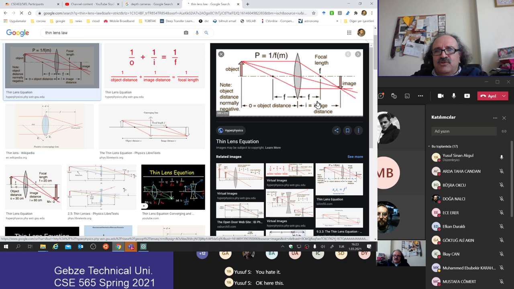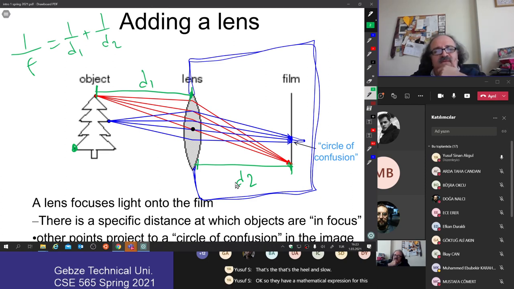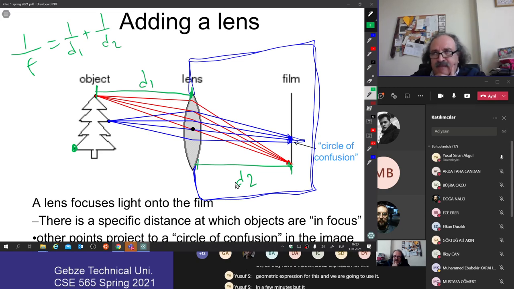So, F is the focal length, O is the object distance, I is the image distance, and if you add the inverse of them, they have to match up together. That's the thin lens law. Okay, so we have a mathematical expression for this, geometric expression for this, and we are going to use it in a few minutes, but it looks like I'm out of time.